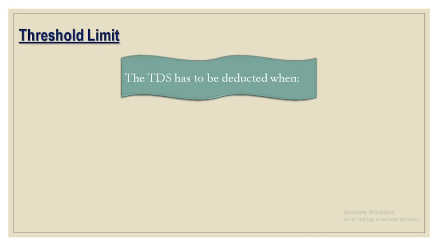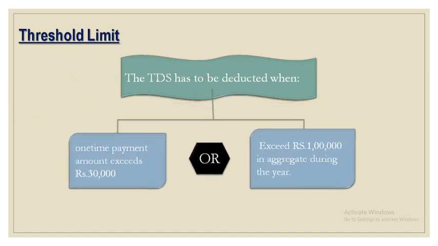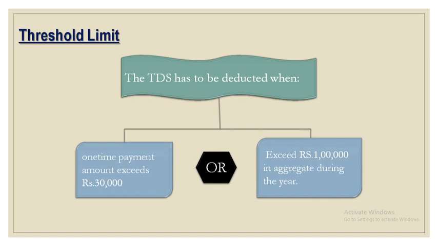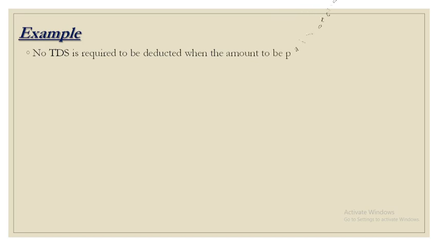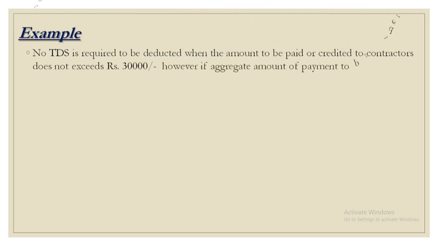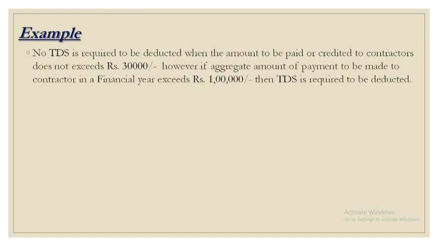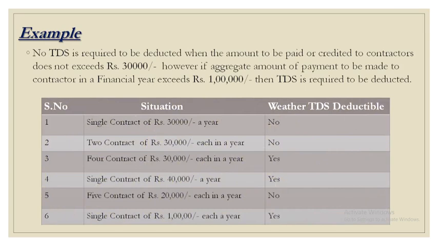Threshold limit. The TDS has to be deducted when... Example. No TDS is required to be deducted when the amount to be paid or credited to contractors does not exceed Rs 30,000 in a single payment. However, if the aggregate amount of payment to be made to a contractor in a financial year exceeds Rs 1,00,000, then TDS is required to be deducted.